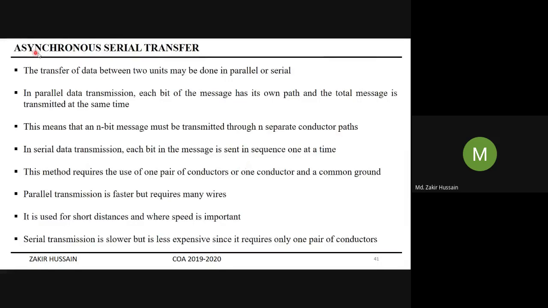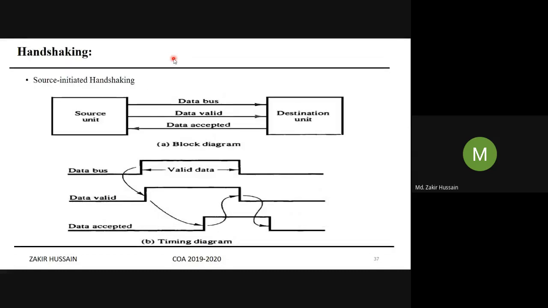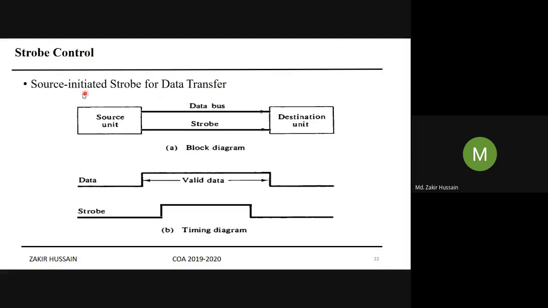Today we will see asynchronous serial transfer. In this asynchronous serial transfer, how we transmit the bits is the point here. Because so far, what we have seen is, how do we know, in the source-initiated strobe, how does the destination unit know that the source unit is trying to communicate?